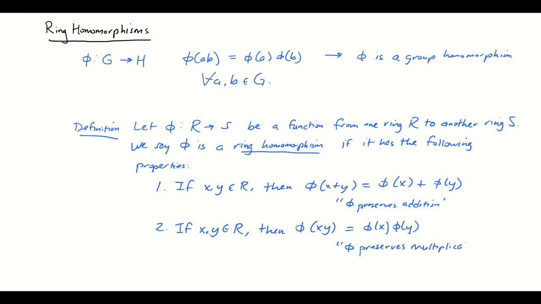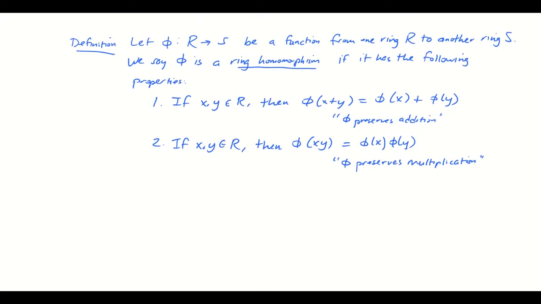And just to be very clear, the fact that I'm using the word if to quantify both of these statements is really saying for all x and y belonging to R. In other words, phi has to always preserve addition and always preserve multiplication to qualify as a ring homomorphism. But once we know these two things, we can actually say quite a bit about the relationship between the structure of R and the structure of at least part of S. So we'll explore that in the next video, but first let's talk about some examples of ring homomorphisms.